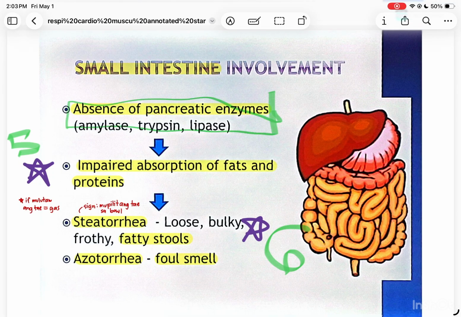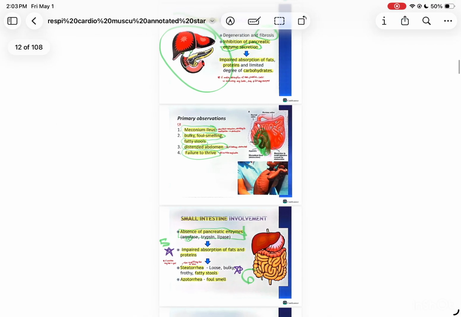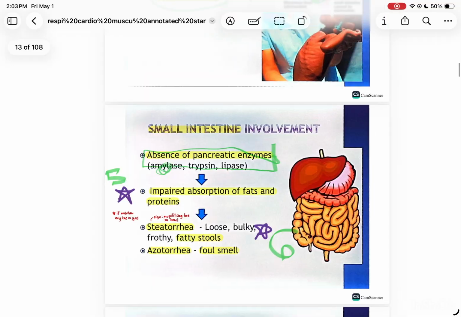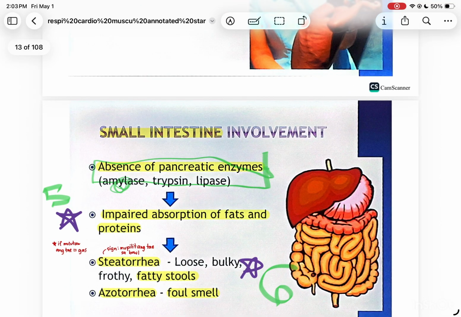What does meconium ileus mean? The meconium is very thick, resulting in constipation and obstruction, so the meconium just accumulates there. Bulky stools, distended abdomen, failure to thrive. Small intestine involvement: absence of pancreatic enzymes, so there is no amylase.